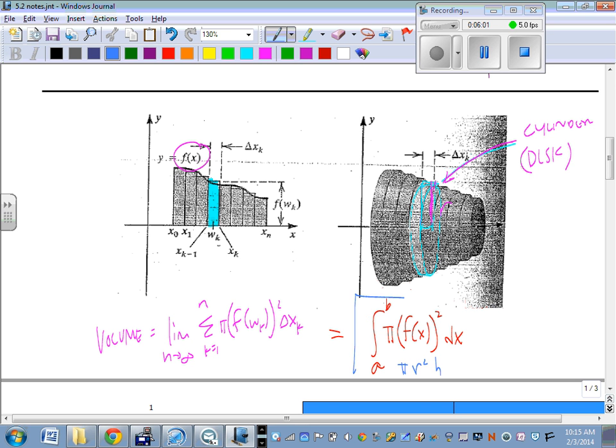So this formula right here is the volume using disks, and this is for when we go around the x-axis.